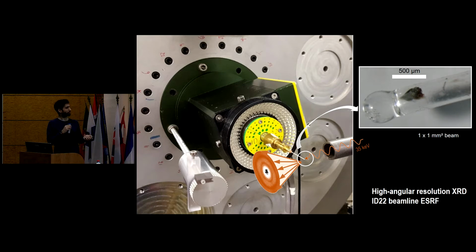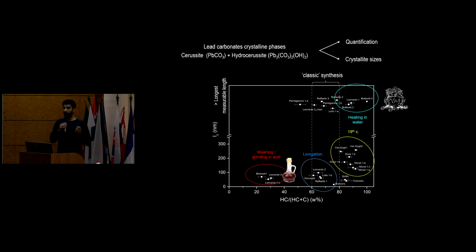And then we are working in transmission, meaning that the detectors are somewhere around here. And using high-angular X-ray diffraction, we are able to have some very, very high-quality data sets of structural information. And again, I'm interested in the quantification of my phases and the size of crystallite. We did that for a lot of samples of lead white.